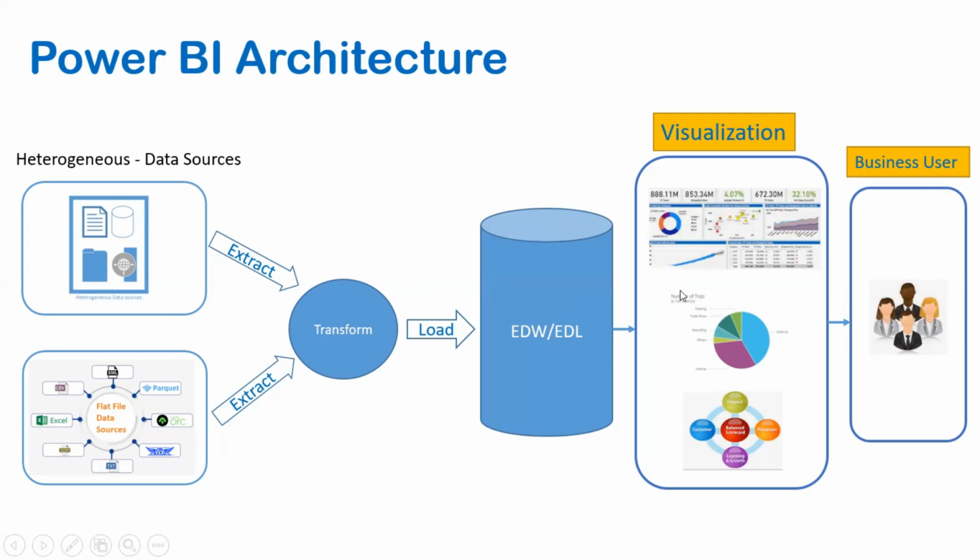So this is the data warehouse and ETL plus business intelligence architecture. If you look here, there are different heterogeneous sources. We can connect directly to Power BI, but normally we will not connect directly. We will do the ETL process and load the data into an EDW or EDL, a data warehouse or data lake environment. From this environment, we will extract the data for the visualization. Okay, this is the Power BI architecture.